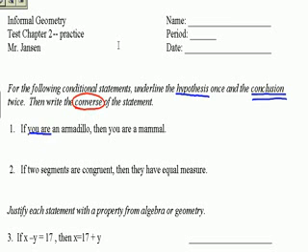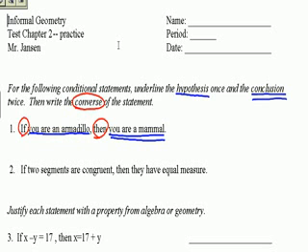So the first statement, if you are an armadillo, then you are a mammal. You are an armadillo would be your hypothesis, and you are a mammal would be the conclusion. Whatever follows the if is the hypothesis. Whatever follows the then is the conclusion.